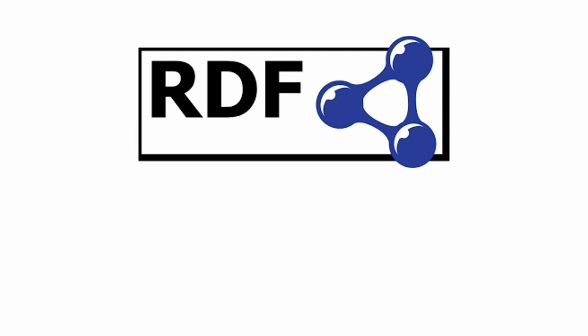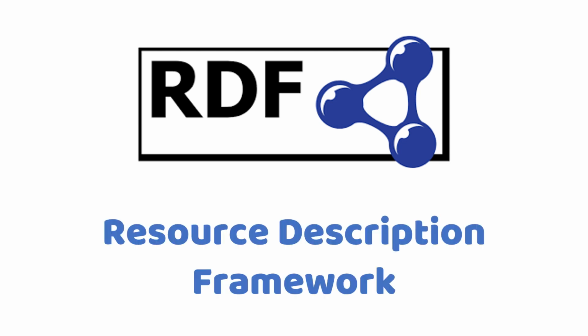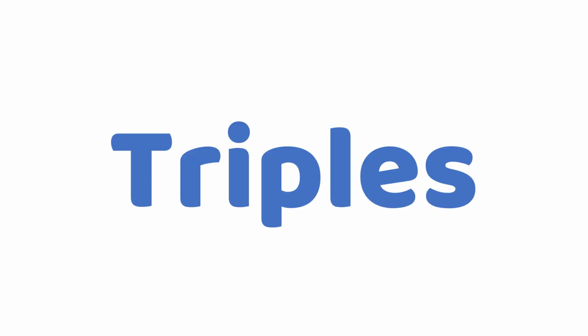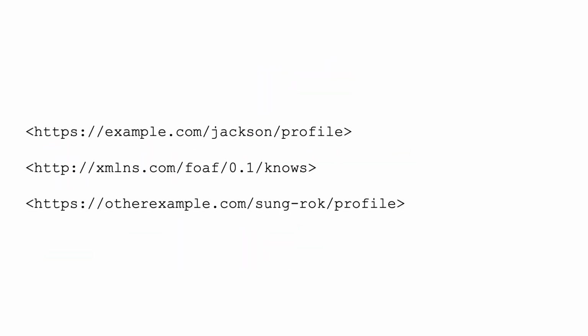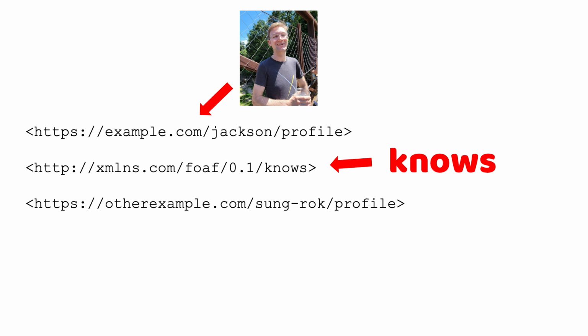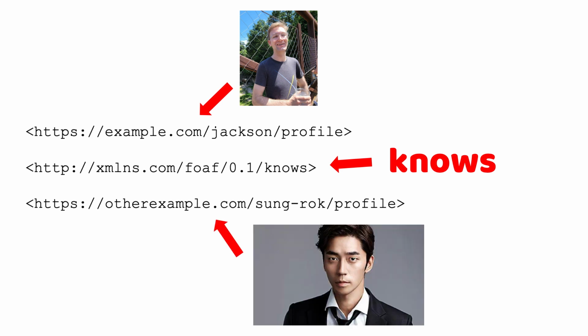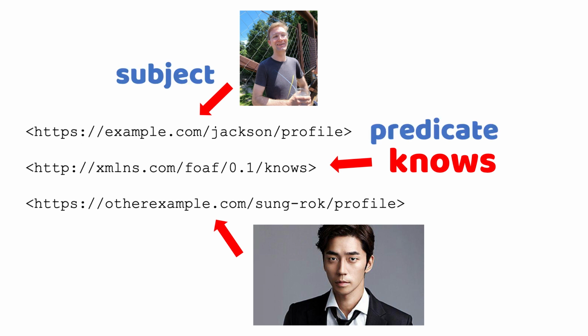Linked data is represented by a special coding language called RDF. That stands for Resource Description Framework, but you don't need to remember what that stands for. It won't be on the test or anything. RDF is made out of triples. They're called triples because they contain three things: the subject, the predicate, and the object. For example, this triple says Jackson knows K-drama superstar and major hunk Shin Sun-rok. Whether or not this is actually true is irrelevant. The main point is that the subject is Jackson, the predicate is knows, and the object is Sun-rok.